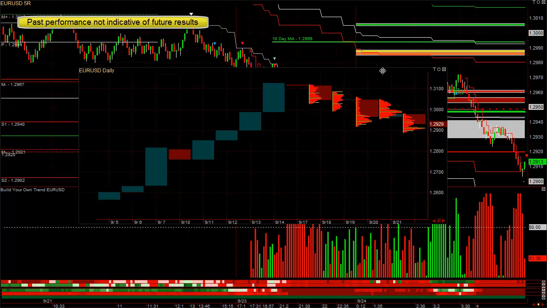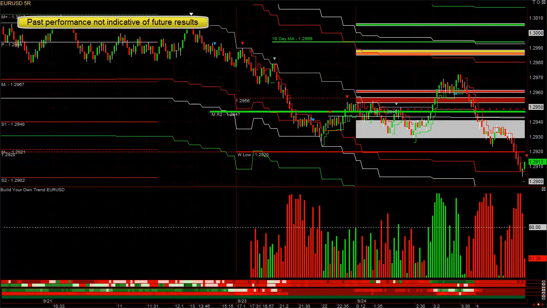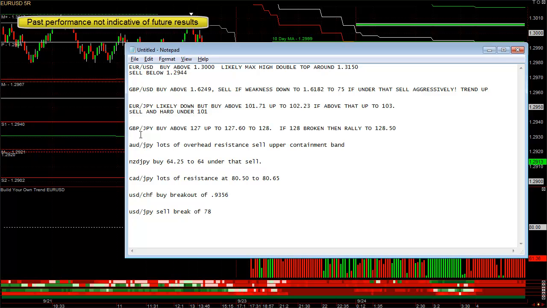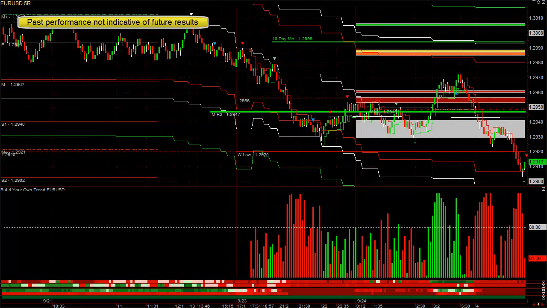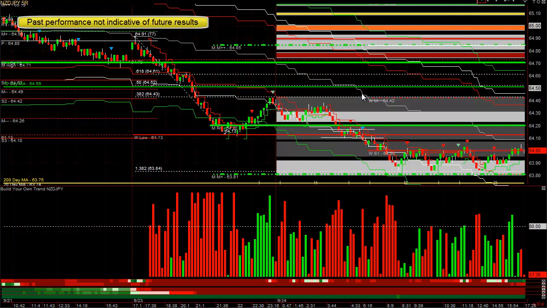So that's pretty much how I come up with these levels. I'm also using longer term charts as well. Let's just take a look at another one. Pound yen, buy above 127 up to 127.60, up to 128 if it's super strong. And this one was too strong to sell, so I didn't have any sell on here. New Zealand yen, buy from 64.25 to 64. Underneath 64, sell. So the New Zealand yen, obviously we know that that one was down today.